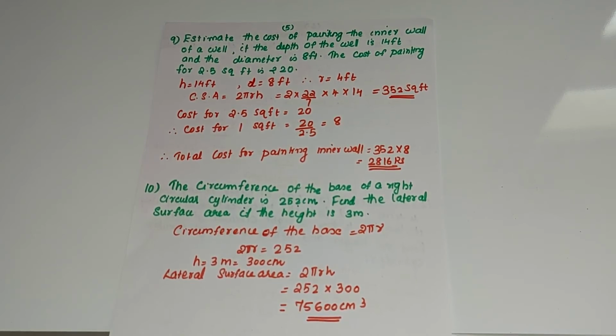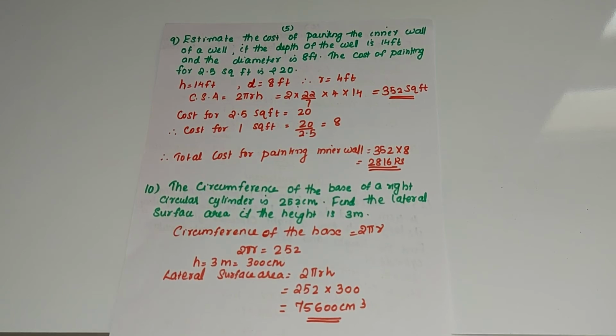Next one: the circumference of the base of a right circular cylinder is 252 centimeter. Find the lateral surface area if the height is 3 meter. Here, the circumference of the base is given as 252 centimeter. Circumference is equal to 2 pi r, because the base of the circular cylinder is circle shaped. So 2 pi r equals 252.